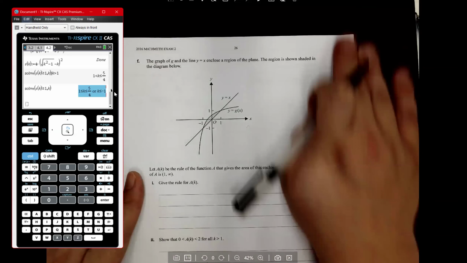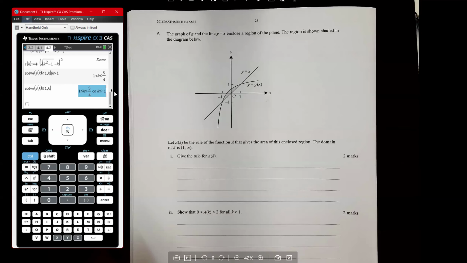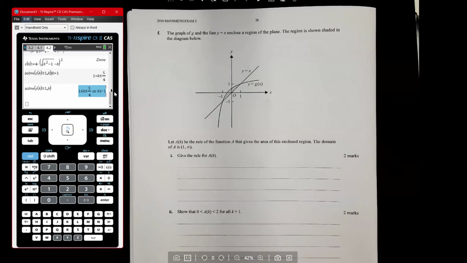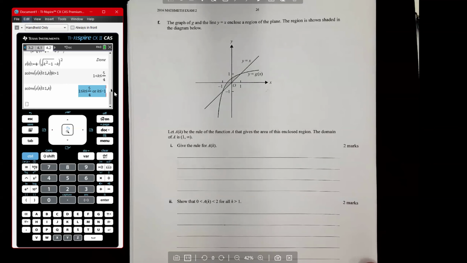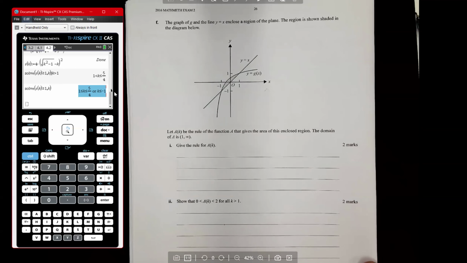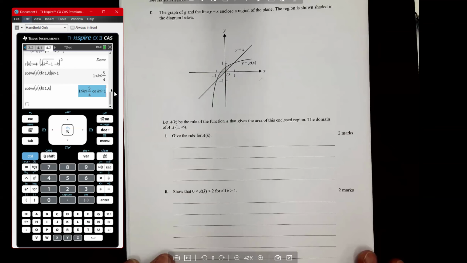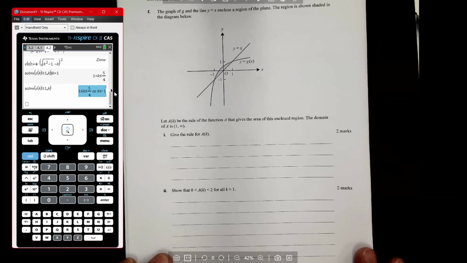Okay, finally, towards the end of the paper. The graph of G and the line enclose a region of the plane. The region is shown shaded in the diagram below. Let A of K be the rule of the function A that gives the area of the enclosed region. The domain of A is 1 to infinity. 1, give the rule for A of K. 2, show that A of K is between 0 and 2 for all K greater than 1.